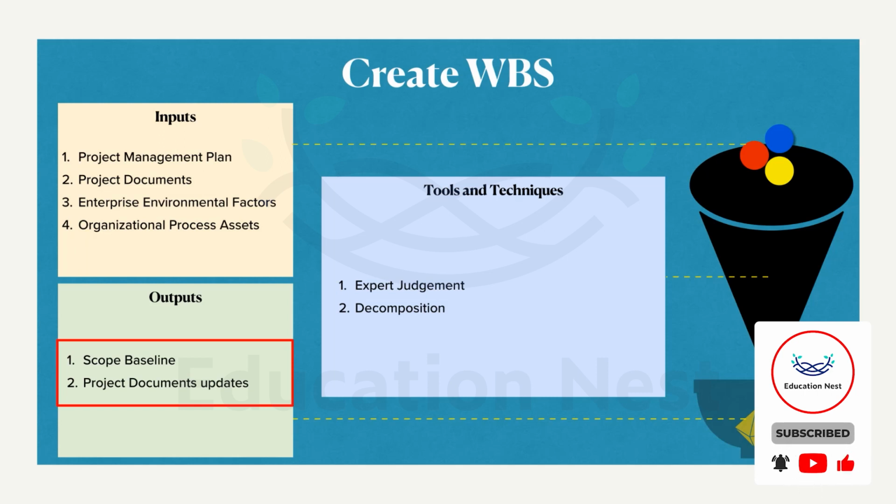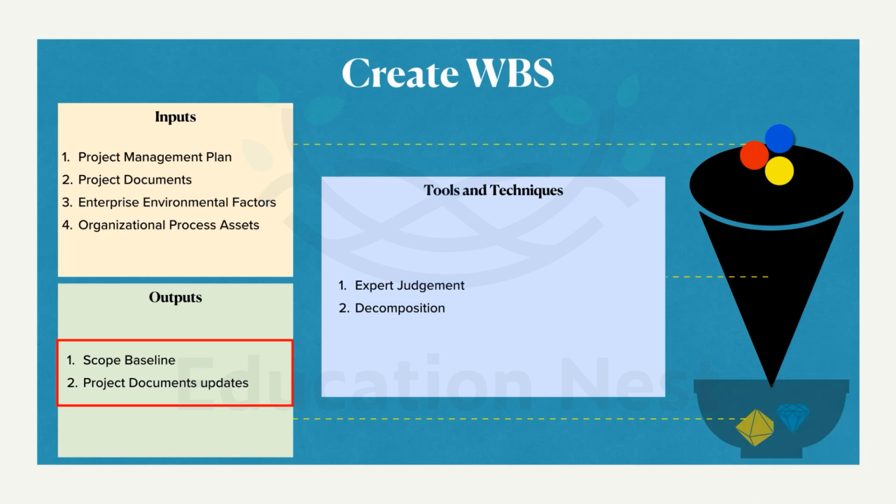And the components of this scope baseline could be the project scope statement, in its approved stage. We have the WBS, the work breakdown structure. The final work breakdown structure will be the result of this. The work package or the planning package. And also, when I said WBS, we also have the WBS dictionary. The dictionary contains the description of work, assumptions, acceptance criteria, all those things.